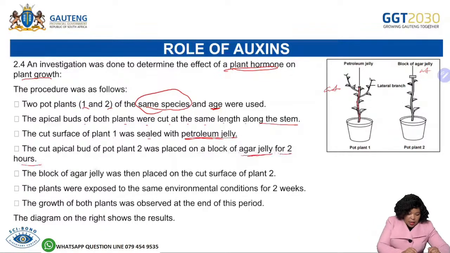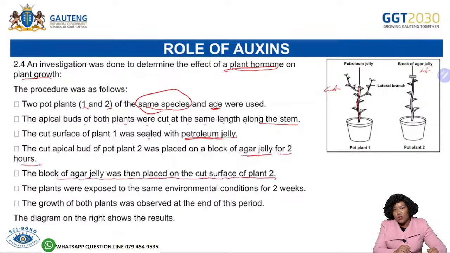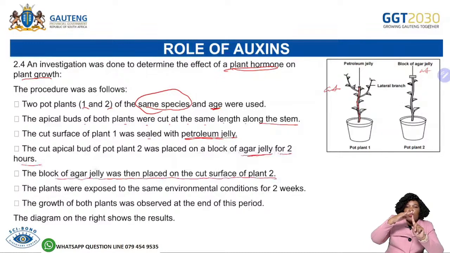Right. Then the block of agar jelly was then placed on the cut surface of pot plant 2. Then after 2 hours, they go to that pot of agar jelly. They take that block of agar jelly. They put it back on top of the stem of pot plant number 2. I hope you are following. You have this in your mind, you can visualize it.